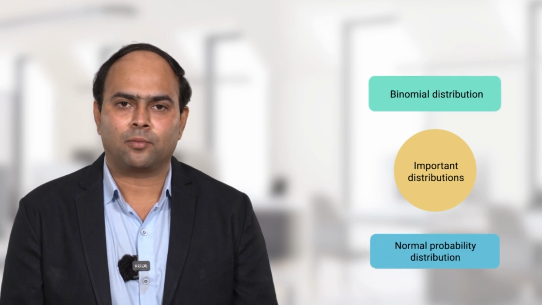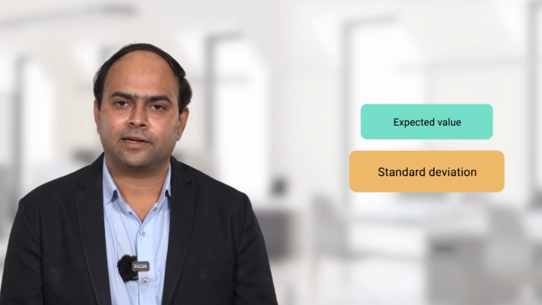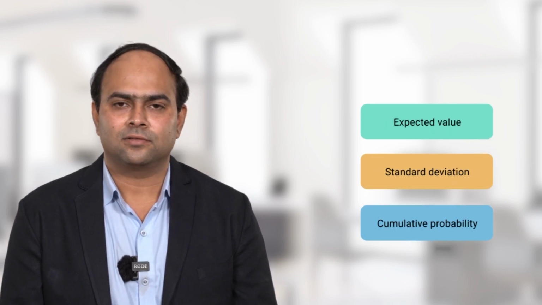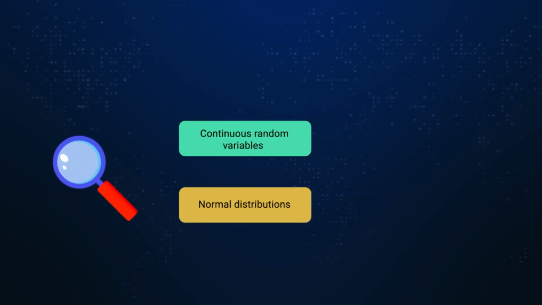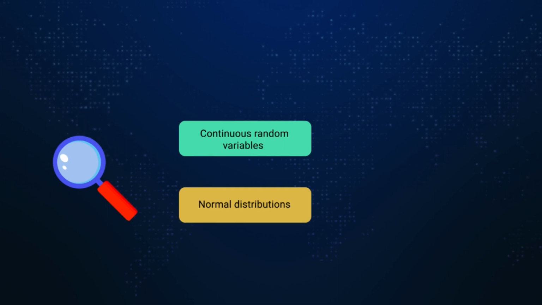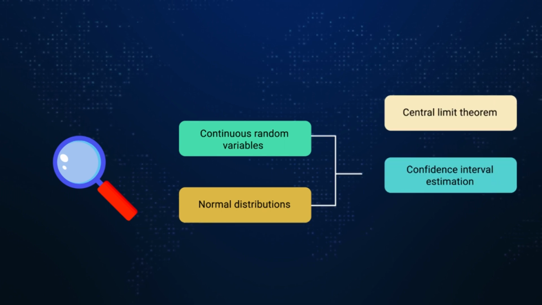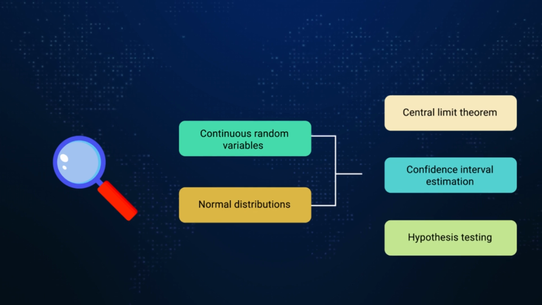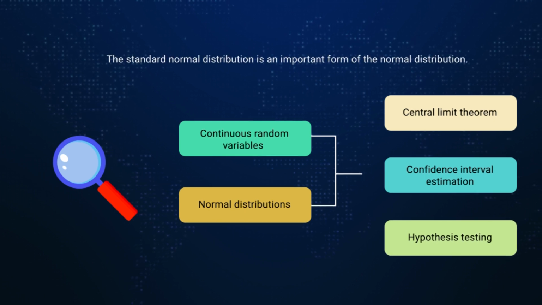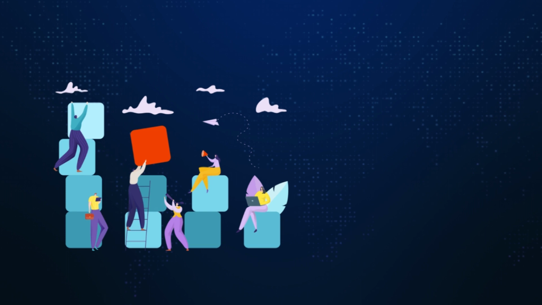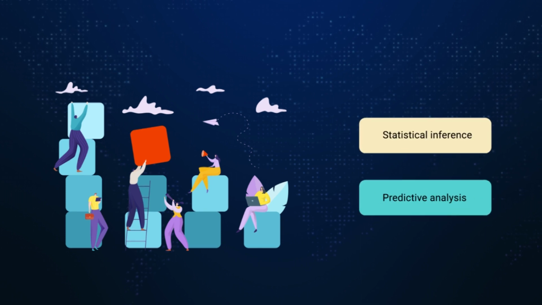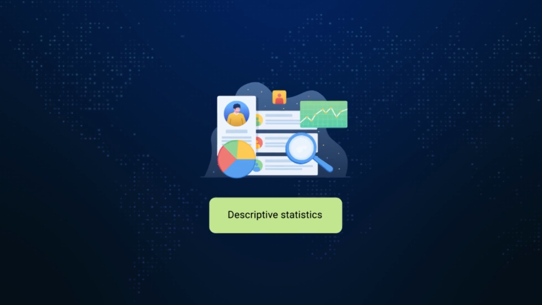Two key distributions which we focused on in detail included binomial and normal probability distributions. For these distributions, we examined key properties such as expected value, standard deviation, and cumulative probabilities. For more advanced discussions, our focus remained on continuous random variables and normal distributions, given their integral role in applications such as central limit theorem, confidence interval estimation, and hypothesis testing. We also examined a very important version of the normal distribution, that is the standard normal distribution. These discussions will act as building blocks to more advanced applications in statistical inference and predictive analytics. In the next lesson, we'll discuss descriptive statistics.